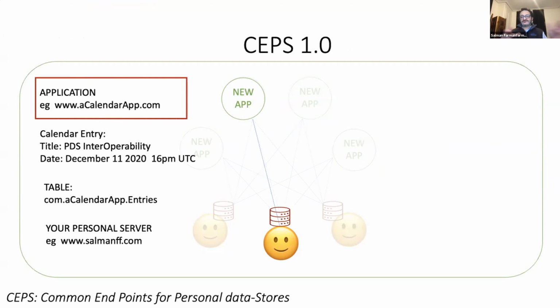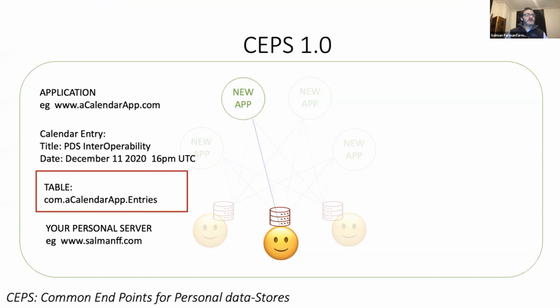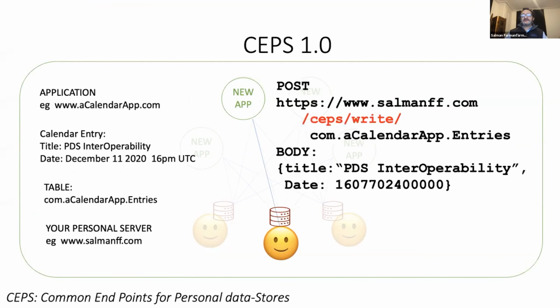So as an example, let's say there's a great calendar app on calendarapp.com. When I sign up for the app, I can tell Calendar app that my server is salmanff.com. That's my personal server URL. And I tell my server I want to use Calendar app, and that Calendar app can access my data store on my server, but specifically only one data table called com.a-calendar-app.entries. So then all Calendar app needs to do to create a calendar entry and store it on my data store is to send a post request like this. And that's it.